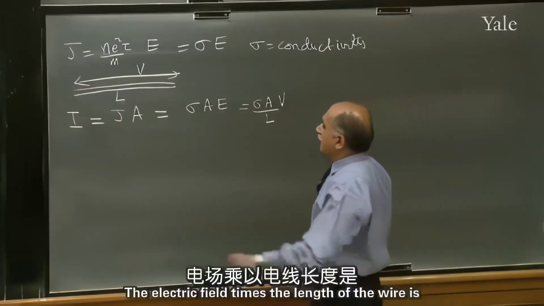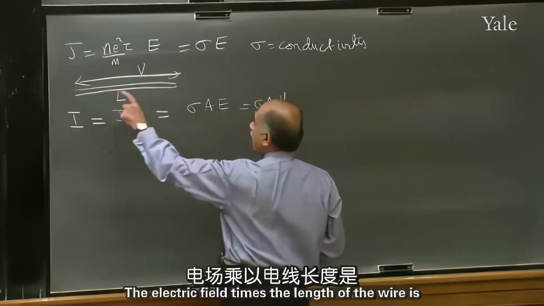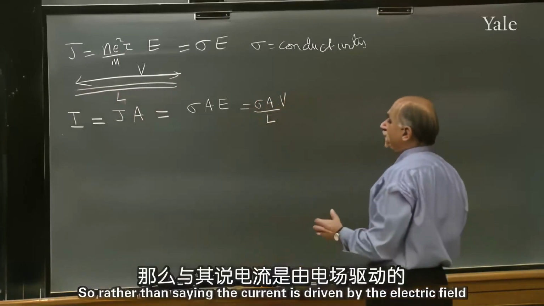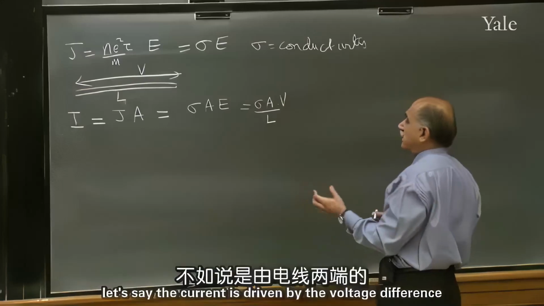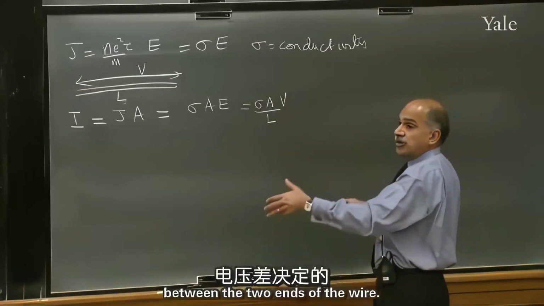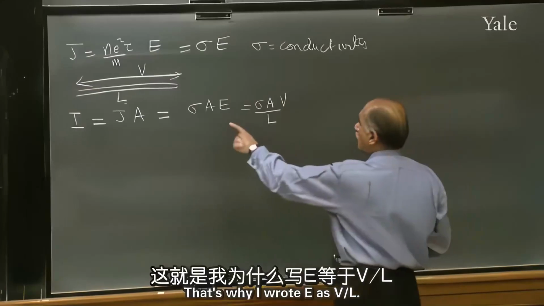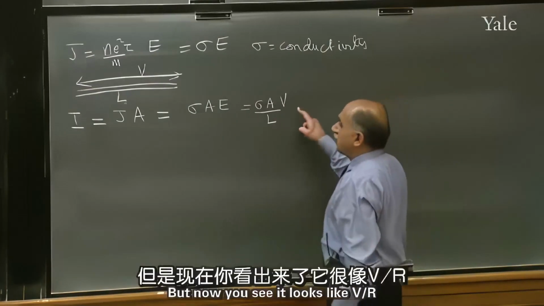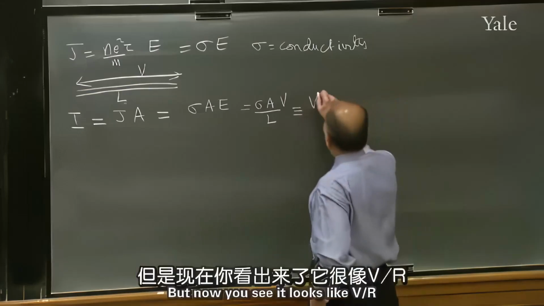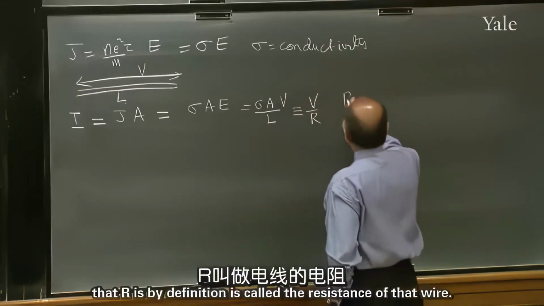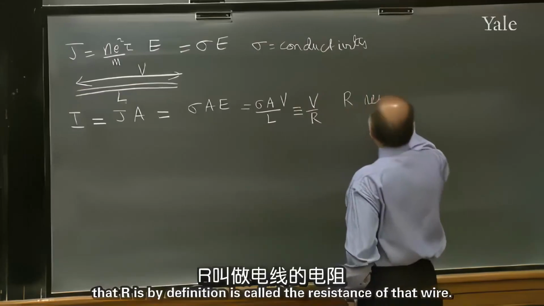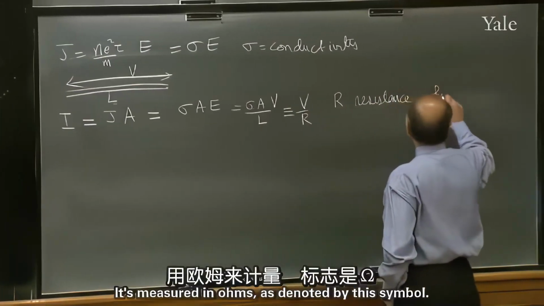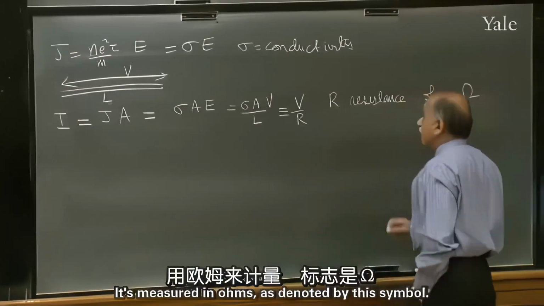Do you understand? The electric field times the length of the wire is the voltage difference between the two endpoints. So rather than saying the current is driven by the electric field, let's say the current is driven by the voltage difference between the two ends of the wire. So that's why I wrote E as V over L. But now you see it looks like V over R, that R by definition is called the resistance of that wire. It's measured in ohms, as denoted by this symbol.